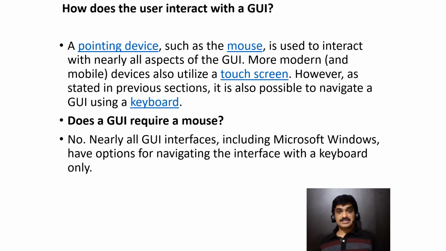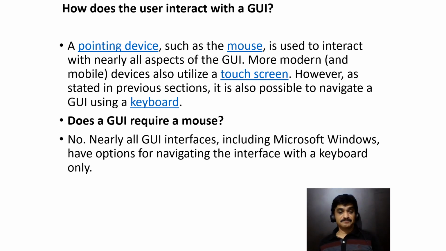A pointing device such as a mouse is used to interact with it; the same is repeated here. One more question to clarify: does a GUI require a mouse? The answer is no, because experts can replace the mouse with keyboard shortcuts. For example, there is a tab key in the keyboard to move forward, and space bars.